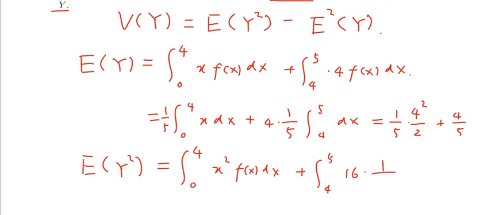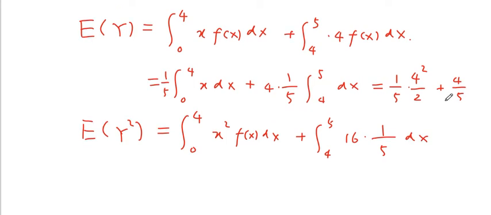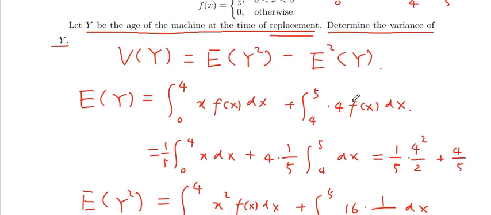So f(x) we already know is 1 over 5, so we can easily find those integrals. With 1 over 5, the integral of x squared is x cubed over 3, so 4 cubed over 3, plus 5 minus 4 times 16. Okay, so then we can find the variance.